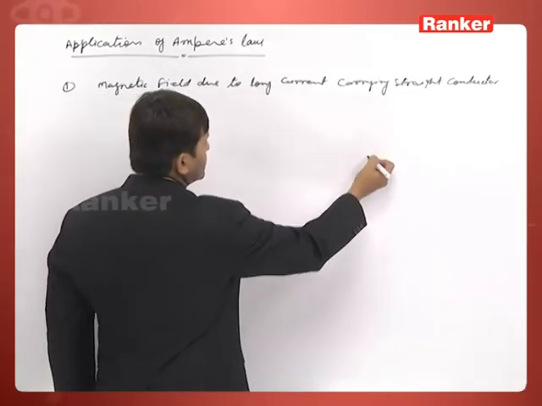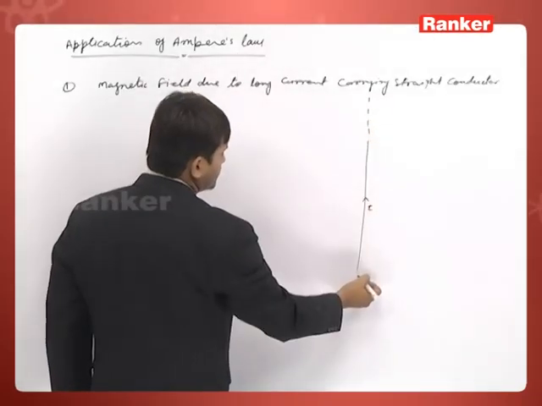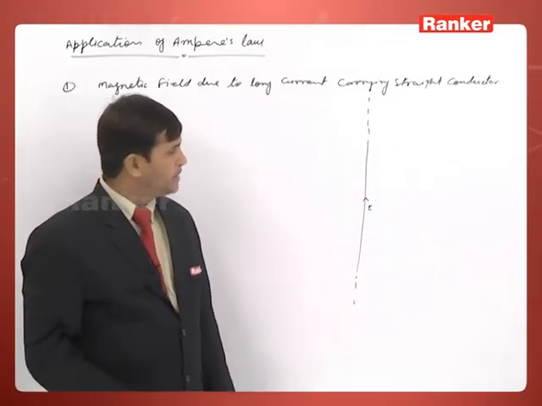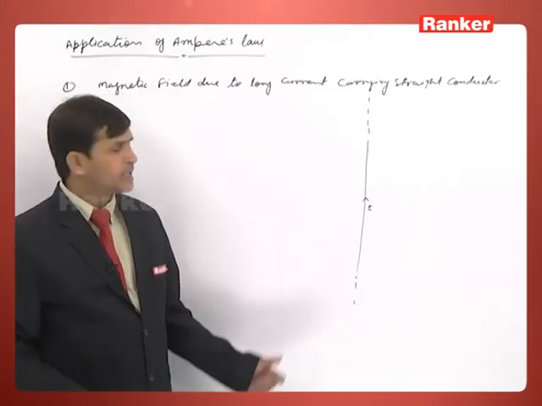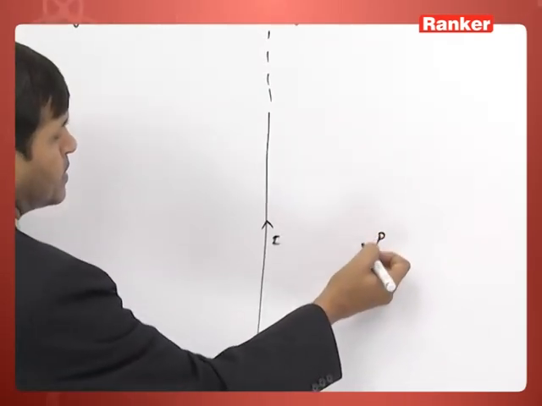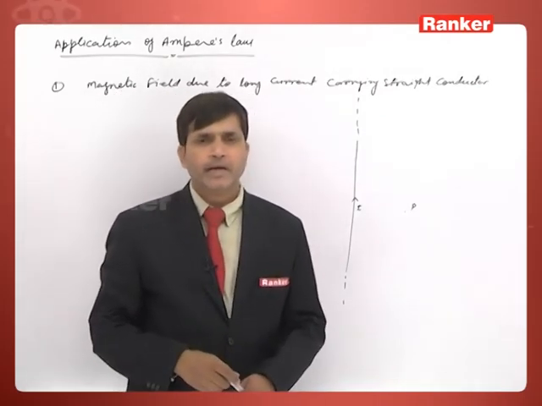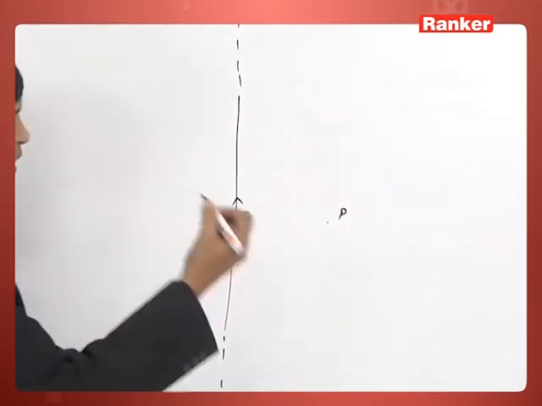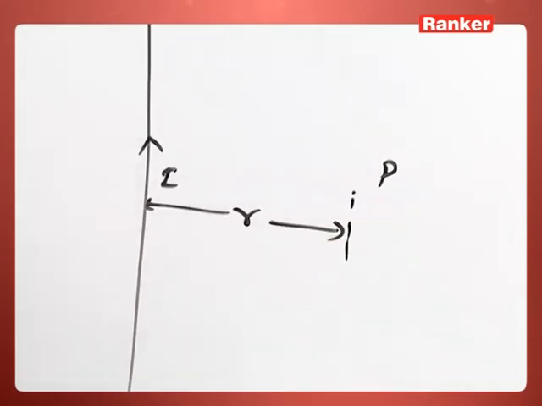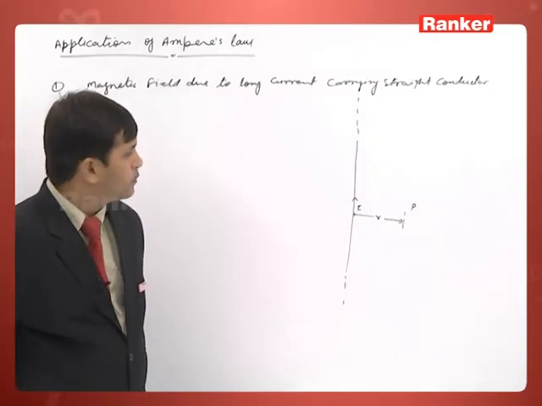Suppose this is our straight conductor having current I, this is your long conductor, and due to this we want to find a magnetic field at a certain point P. So the first step is making of the Amperian loop. That point P distance can be said R from the straight conductor.